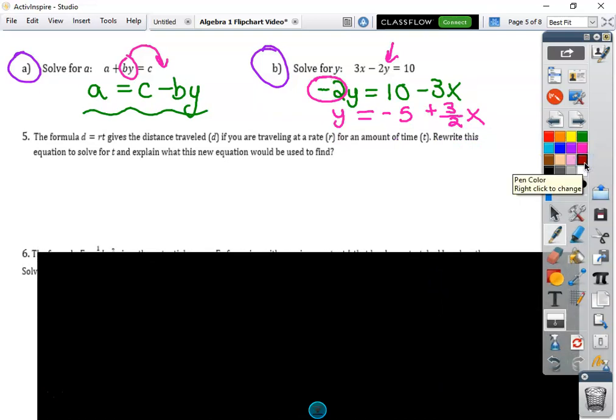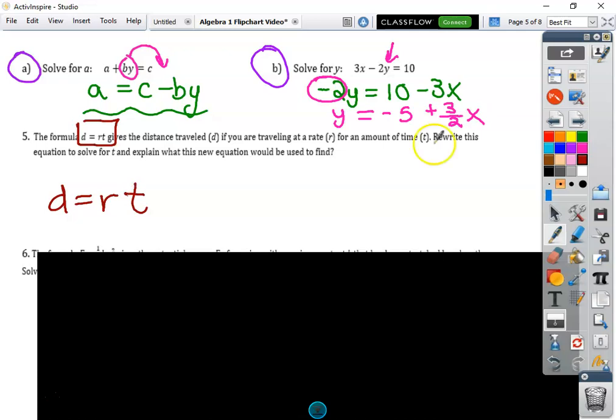Let's talk about real life relevancy. We're going to be using this, especially when we can travel more often: distance equals rate times time. So if you've ever asked your parents, how long is it going to take for us to get there? How many more hours? This is definitely one that we're going to be using.